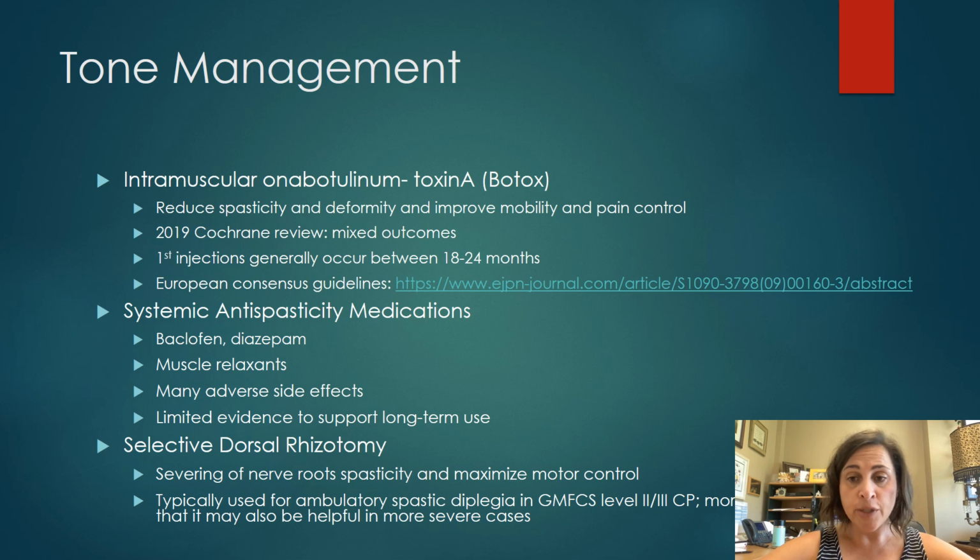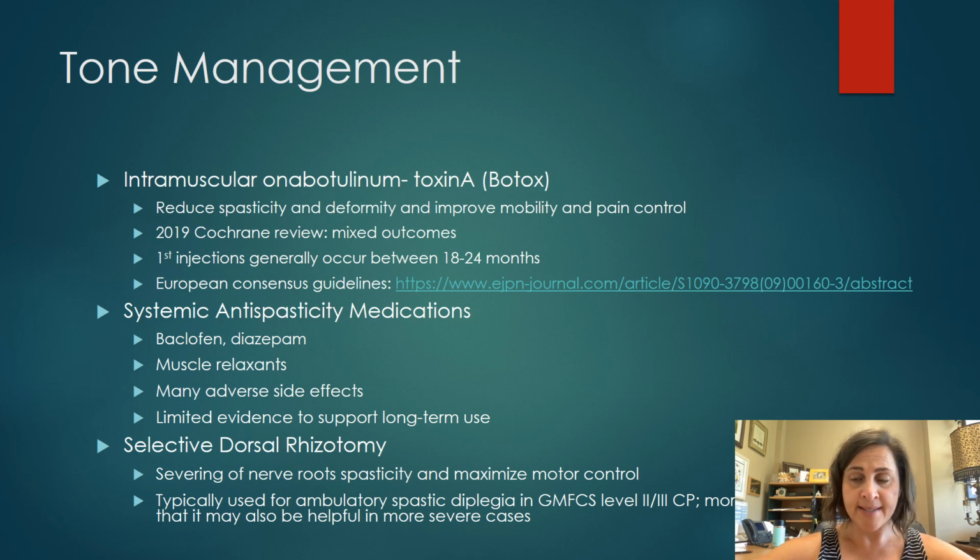The optimal age at which to initiate Botox injections is controversial, but typically first injections generally occur between 18 to 24 months of age. There are European consensus guidelines that provide recommendations for the use of Botox injections in children with CP, including indications, dosing, and techniques, and I have linked them here.